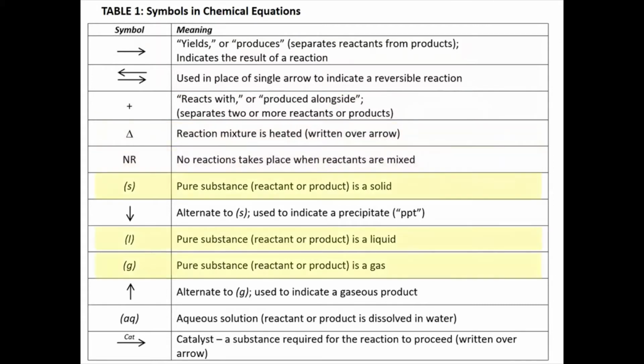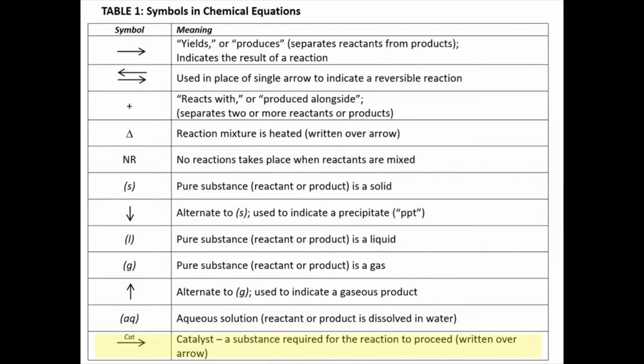The phase or physical state of a substance may be indicated. Solid, liquid, or gas. A down arrow or an up arrow could be used to represent solid and gas respectively. Aqueous, those substances dissolved in water. Oftentimes special conditions may be written over the arrow, such as the presence of a catalyst or the specific temperature the reaction is run.